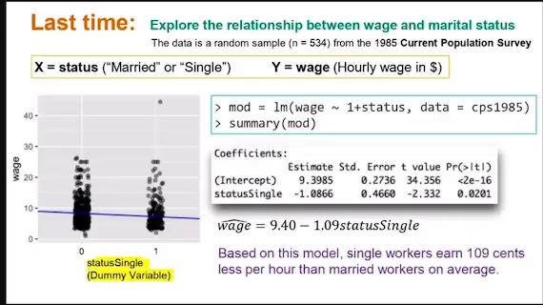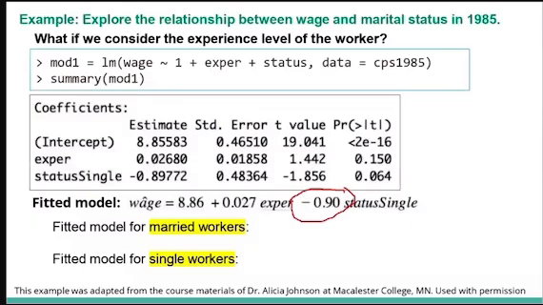Initially, it was 109 cents, that the single workers actually earned less per hour than the married workers. But when the years of experience is incorporated, that's 90 cents. That's a gain in cents by single workers after incorporating experience. Now, with this model, what I have right now, I can create two sets of models. Pay attention. I can create a model for married workers. I can create a model for single workers.